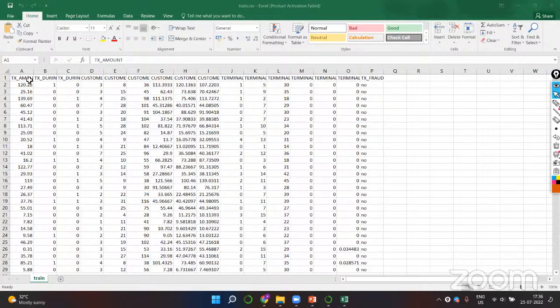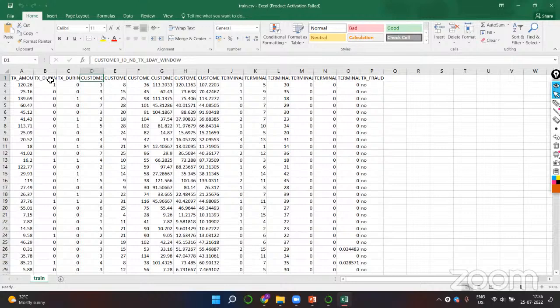So the attributes we have are the total amount. How much amount are they depositing? This is in the thousands. Then you have how many times they have done any transactions over the weekend. And then you have how many transactions they have done during the night. So these two are Boolean output, yes or no. One means yes, zero means no.